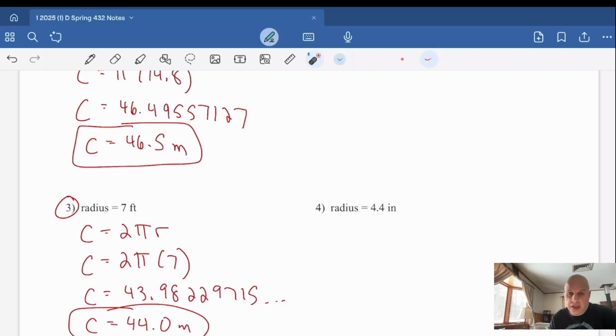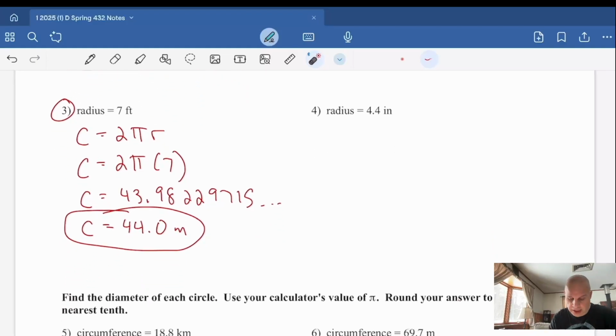The units of circumference, since circumference is a distance, we're using our linear units. So meters, for example, or inches, or centimeters. We'll use the square units when we get to area.